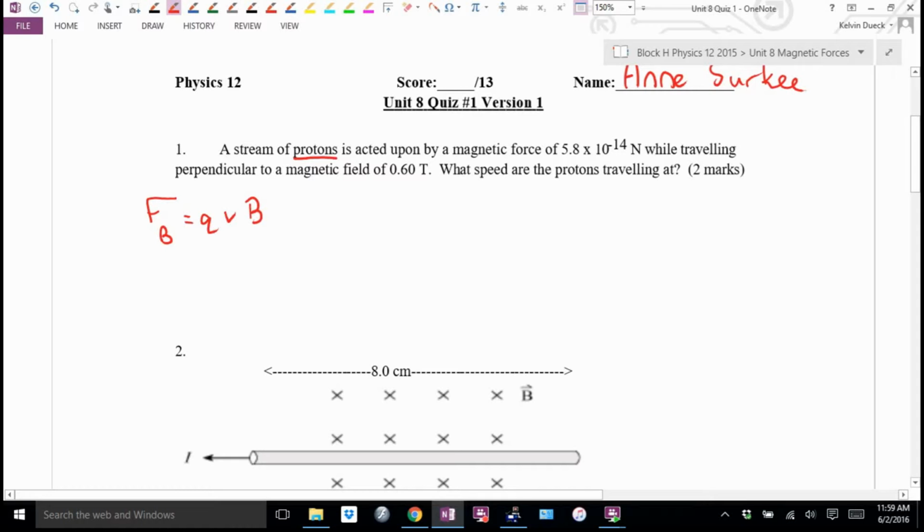I think on your formula sheet, the Q is capitalized. I usually just write a lowercase q because I always think of it as a tiny charge. Habit. We would like to find the speed. So the speed is going to be the force divided by QB. What do I measure force in units? It's going to be the 5.8 times 10.